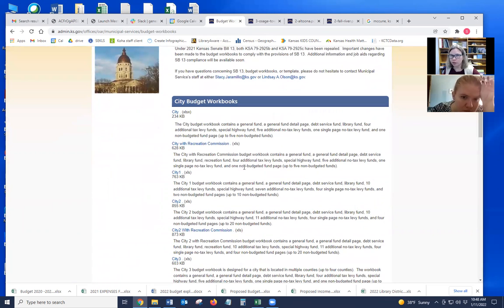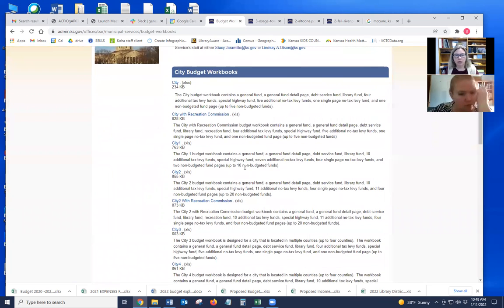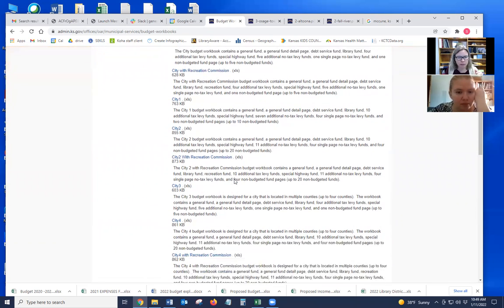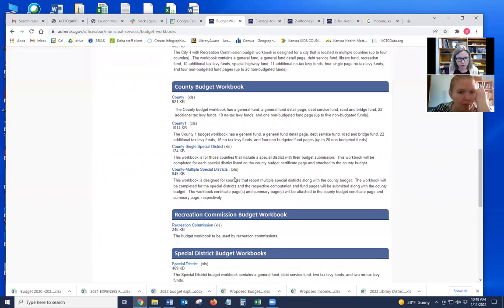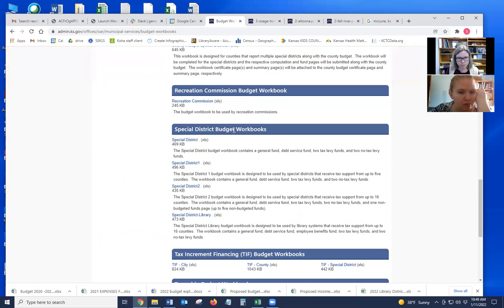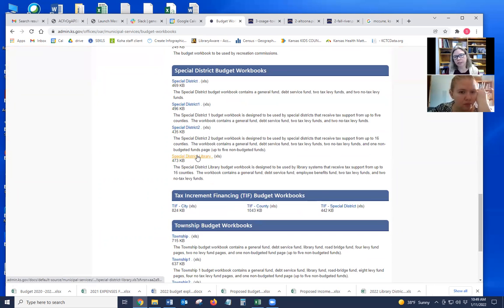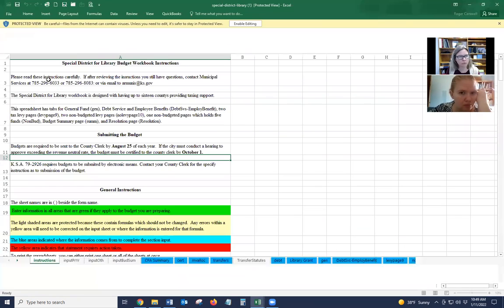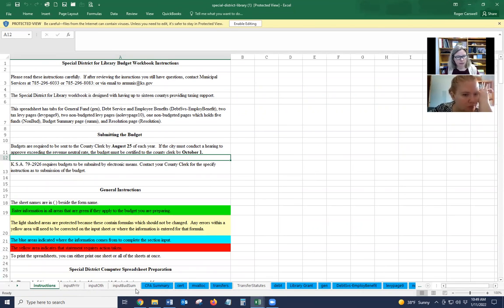So this is where your city or your township or your district is getting this information. It comes from the state. It's a government provided Excel spreadsheet, but it's an amazing spreadsheet. So let's see, special districts. This is mine, the thing that I'm going to get to fill out. Have you ever seen a workbook with this many tabs? It just keeps going and going and going.